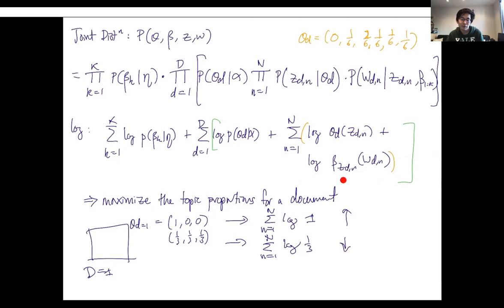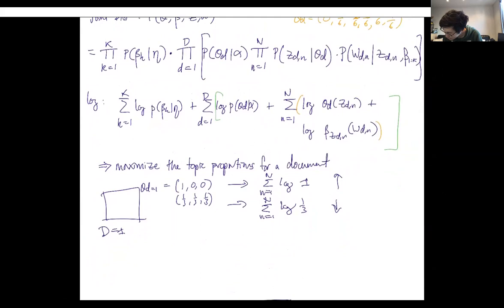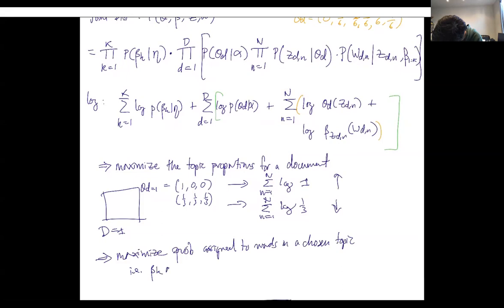Okay, I'm getting less and less space, so I'm going to keep everything. So if you look at my betas, we're going to try to maximize the probability assigned to words in a chosen topic. Essentially the same thing here, i.e. my beta k's are going to be sparse.